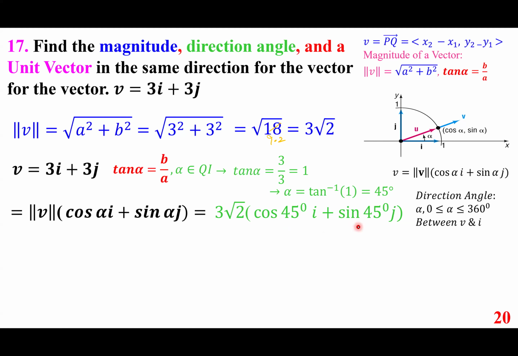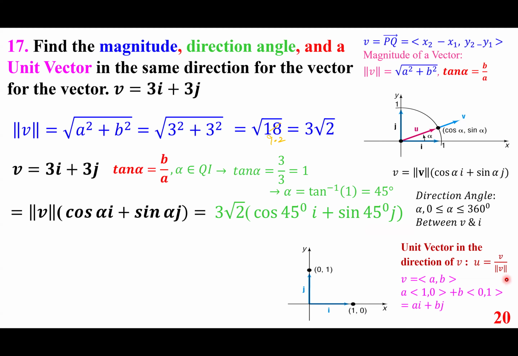Now, what is a unit vector in the same direction? You basically divide the vector by its magnitude. So the unit vector in the direction of v is v divided by its magnitude. By the way, i is a unit vector (1, 0), j is a unit vector (0, 1). a times (1, 0) plus b times (0, 1) is ai plus bj. So the vector is this one, divided by this number. That's all.